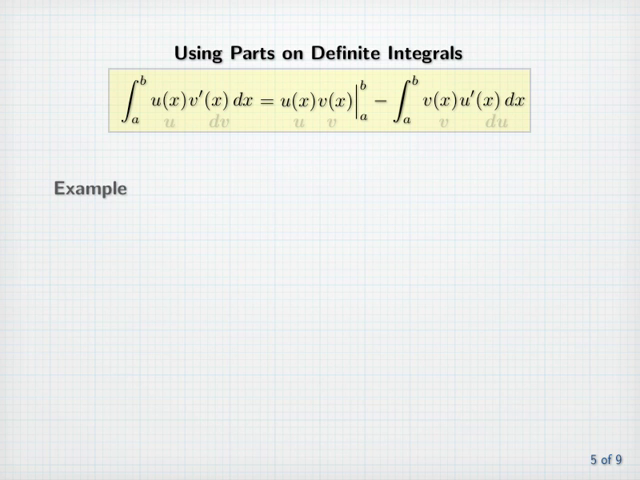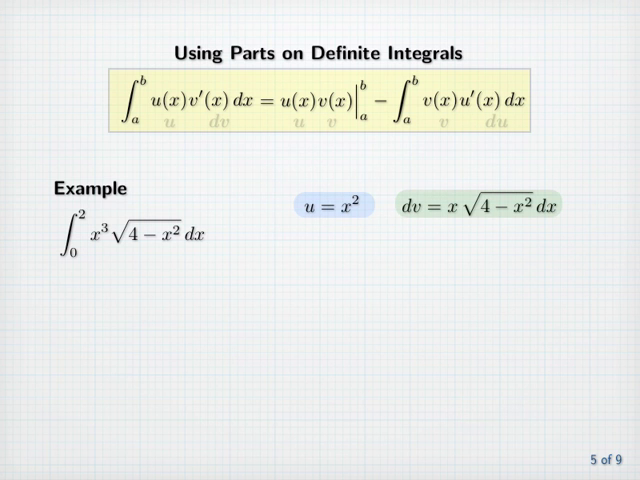Now let's look at an example. Suppose we want to evaluate the integral from 0 to 2 of x cubed times the square root of 4 minus x squared dx. We're going to let u equal x squared here, and we let dv equal x times the square root of 4 minus x squared dx.